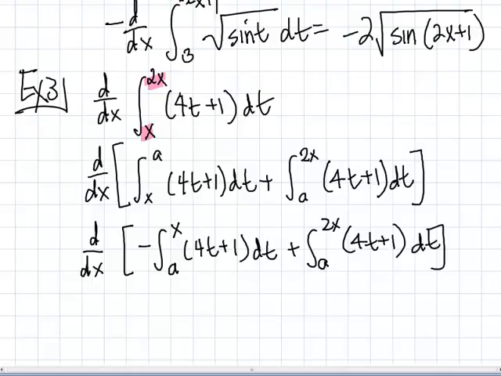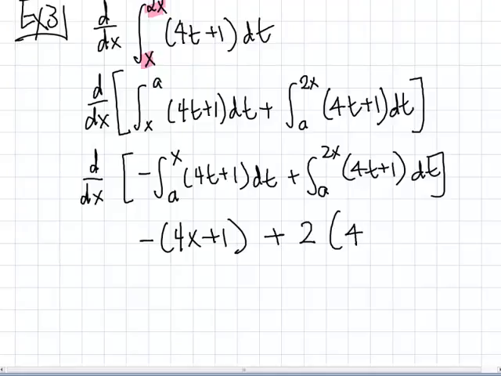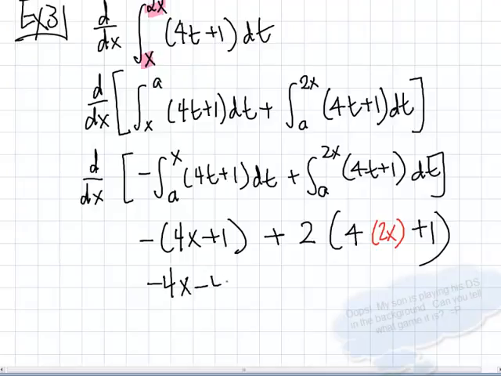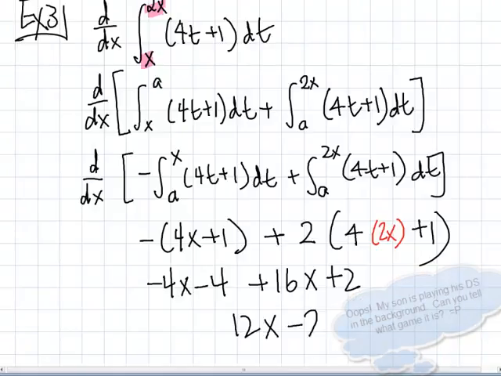Now we're going to actually apply the FTC. So we have negative 4x plus 1 plus the derivative of 2x, which is 2, times 4, and be careful right here, we're plugging in 2x and then plus 1. So we have negative 4x minus 4 plus 16x plus 2. So we have 12x plus 1.